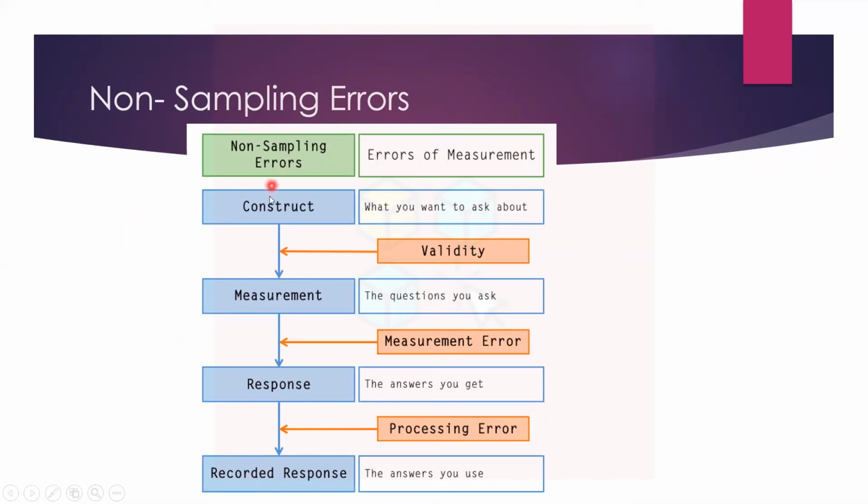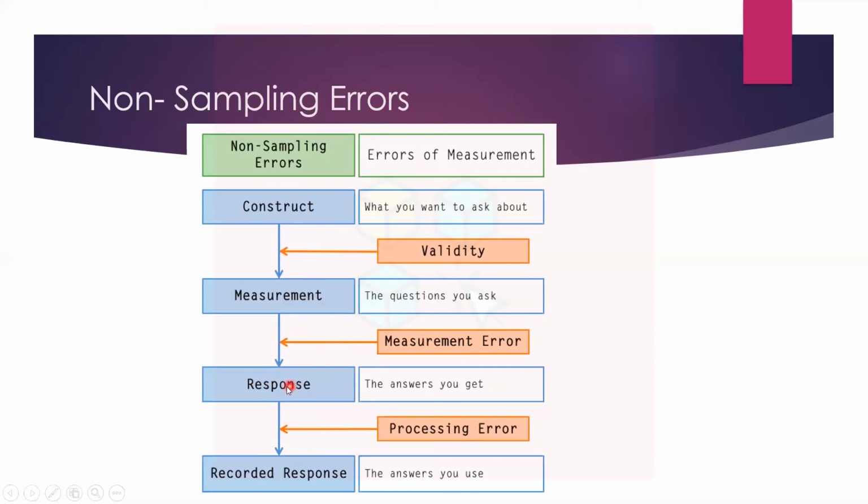First, we construct a questionnaire, and the questions related to our study are included in the questionnaire. And then the questionnaire is used to obtain the data. So measurement is next, which is obtained from the questions we ask. There may be error, and that error is called measurement error.